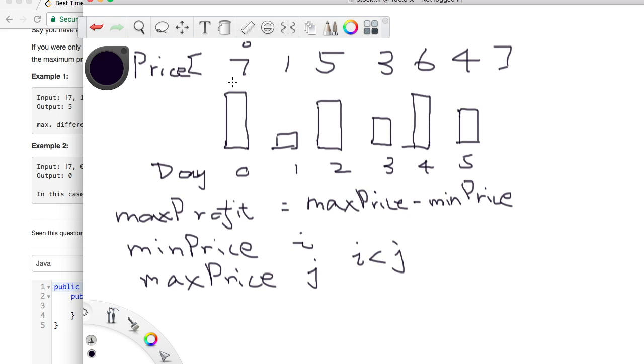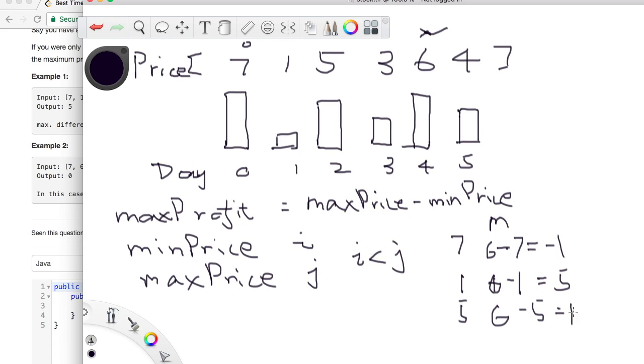So for example, if we buy the stock on the first day at price 7, we can find a later day on which we can sell it with a max profit. That's the fourth day with a 6. So if we buy the stock at price 7, the profit would be 6 minus 7 equals minus 1. If we buy the stock at price 1, the profit would be 6 minus 1 equals 5. And if we buy the stock at price 5, the profit would be 6 minus 5, that's 1. So our goal is to find the max value of each profit.